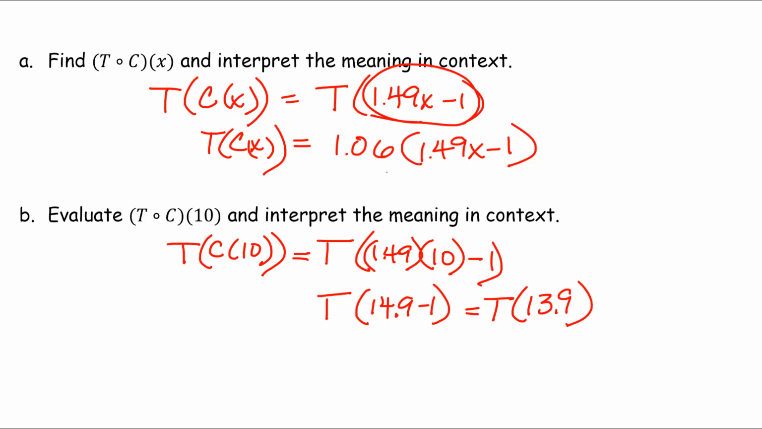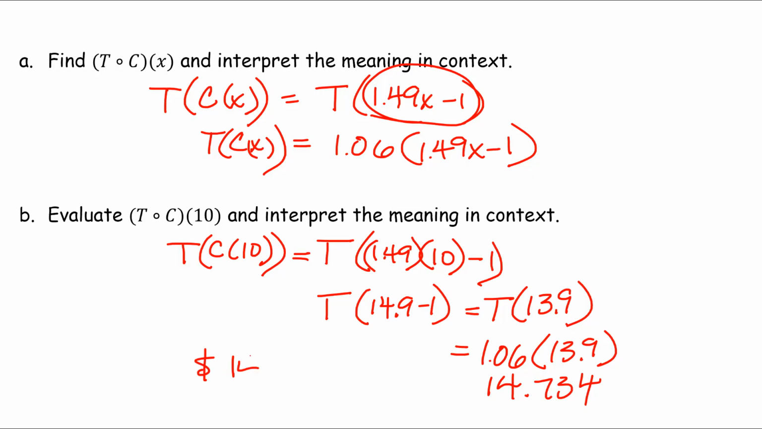And if we plug that into the T function, we are going to have 1.06 times 13.9. And that is going to be 14.734. But since this is money we're talking about, we would need to round it. But I think with money, you always round up. So it really would be 14.74. But your book says that it is 14.73. So to buy 10 songs, it would cost you $14.73.